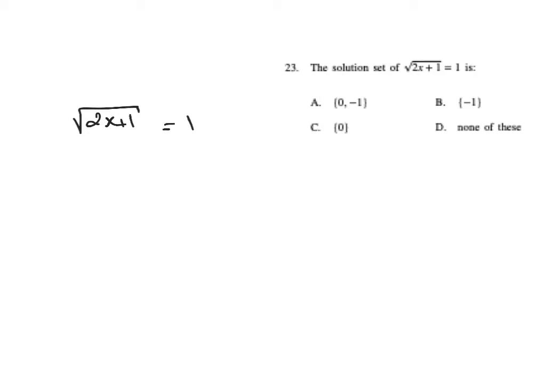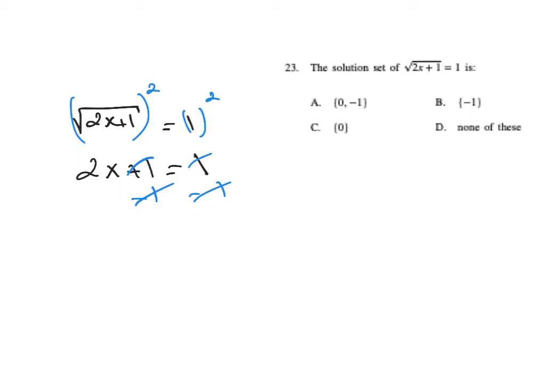So I will square both of them, right? That's one way. It's the only way to cancel the root here. So we'll have 2x plus 1 equals 1 squared, which is equal to 1. And then I will get rid of 1 on both sides here. So we'll get 2x equals 0, right?